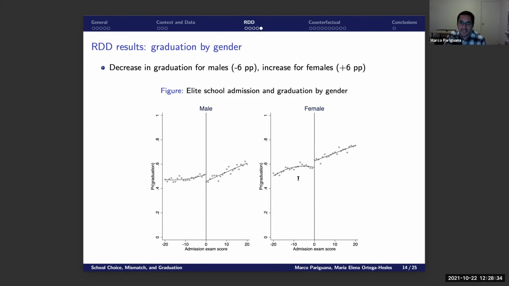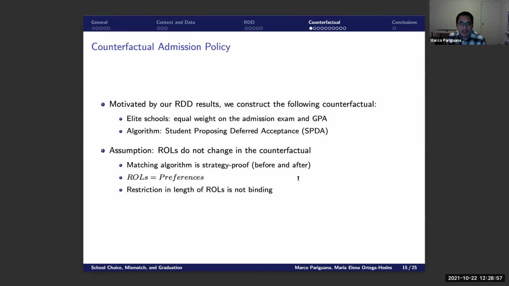Because of that composition effect, we also study these heterogeneous results by gender. And we find that this almost replicates the results by above and below median GPA. So basically, for males, there is a decrease in their probability of graduation, whereas for females, when they manage to go to an elite school, the probability of graduation actually increases.